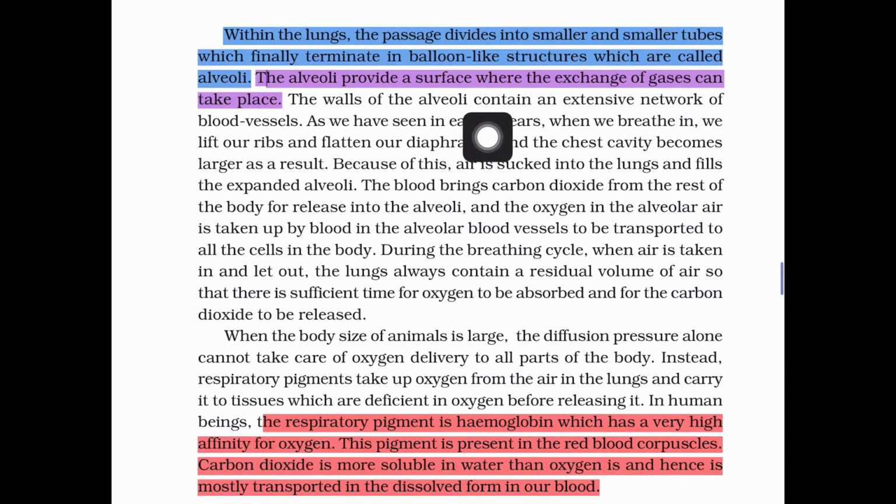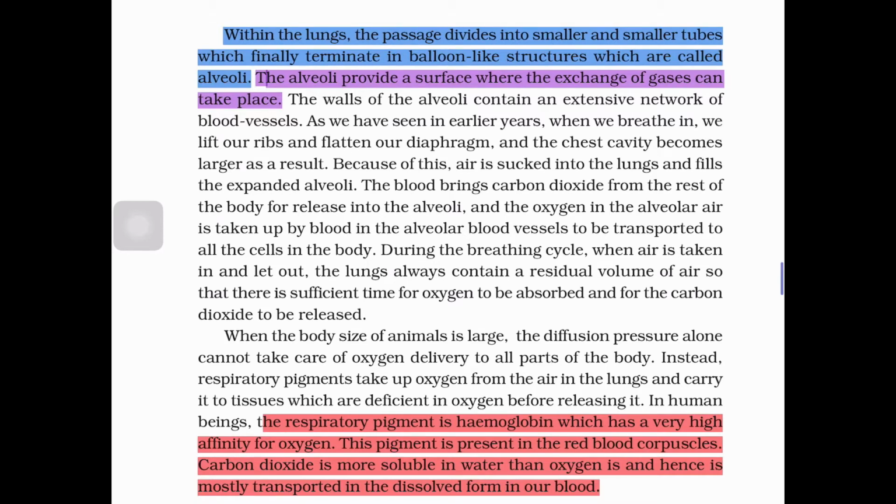The walls of the alveoli contain an extensive network of blood vessels. As we have seen in earlier years, when we breathe in, we lift our ribs and flatten our diaphragm, and the chest cavity becomes larger as a result. Because of this, air is sucked into the lungs and fills the expanded alveoli. So this is the mechanism of our breathing: how we take the oxygen in and how we breathe the carbon dioxide out.